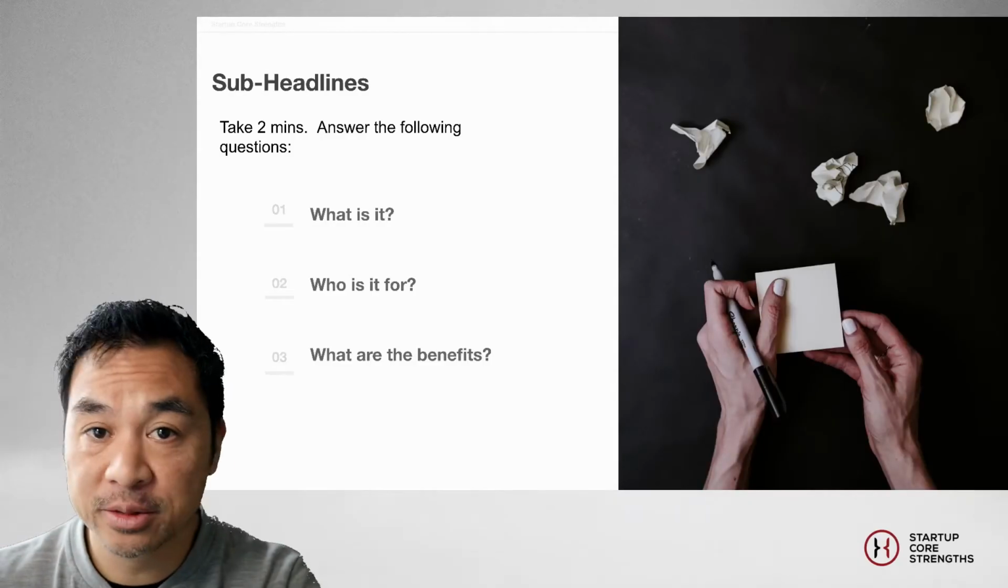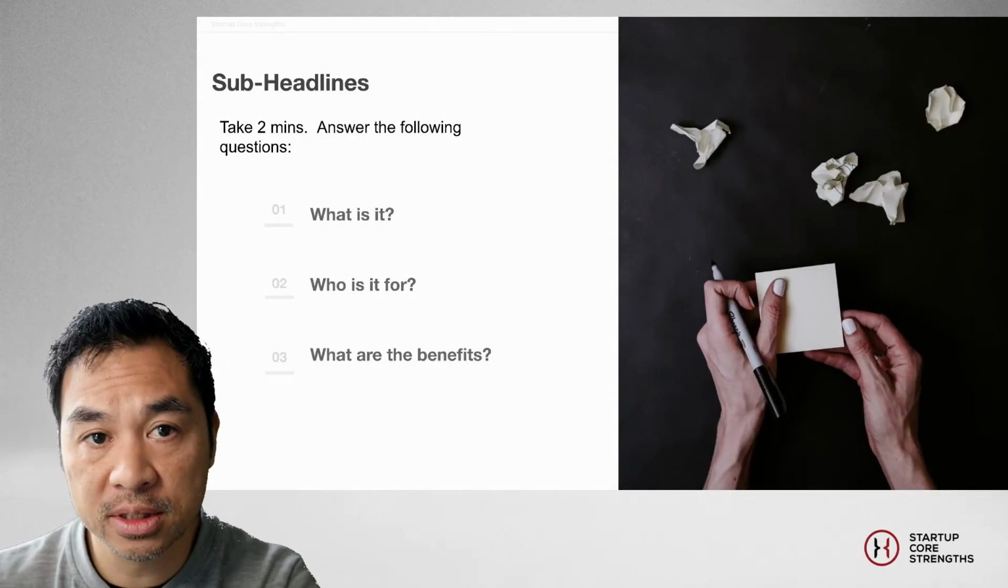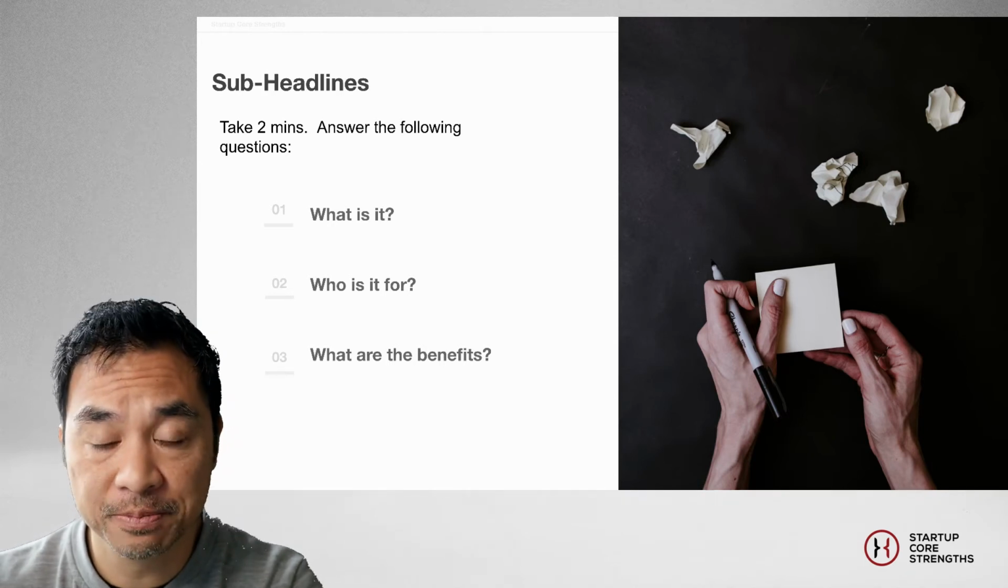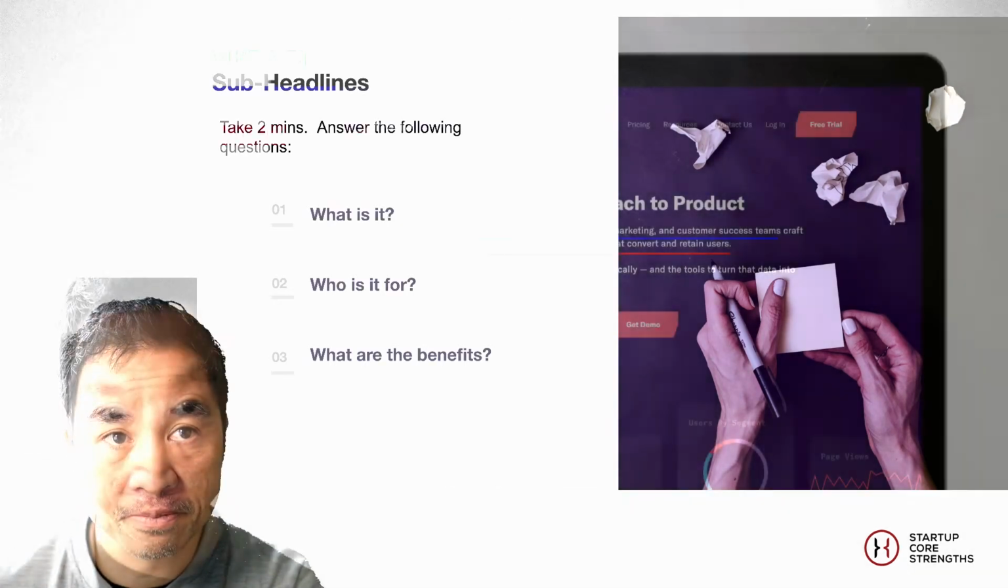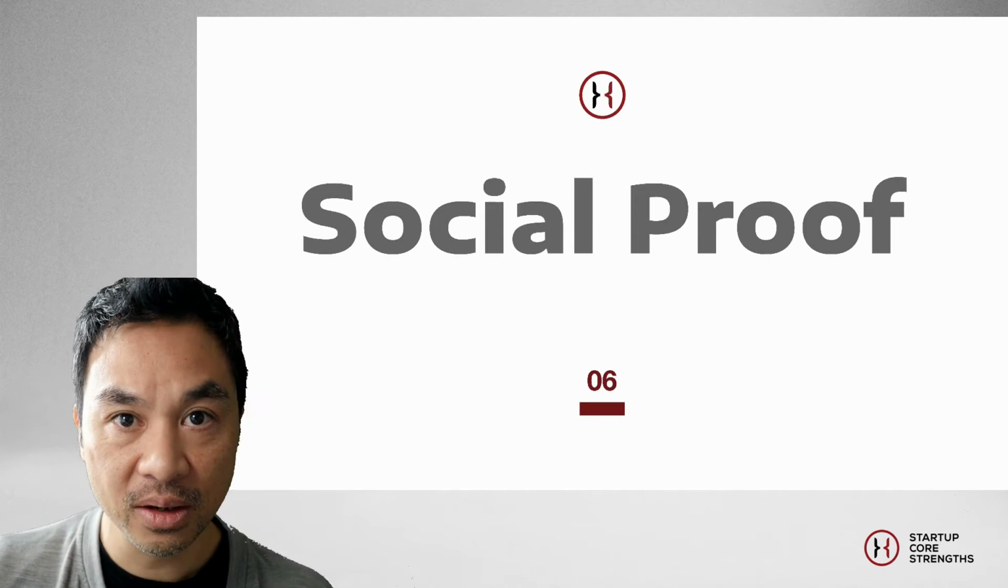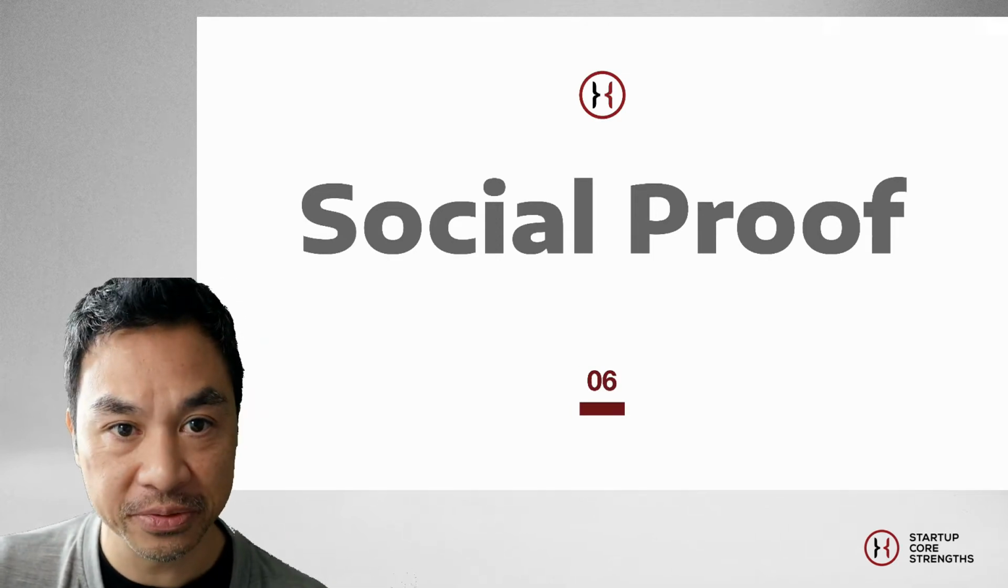Okay, same thing as before. Grab those Post-it notes. Take 2 minutes this time. Answer the following question. What is it? Who's it for? What are the benefits? Again, do this with some team members and see what they come up with. Once we get that, we'll get on to social proof. Okay, let's talk about social proof.